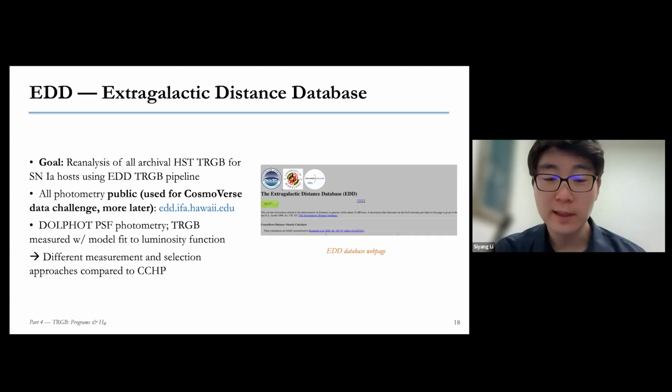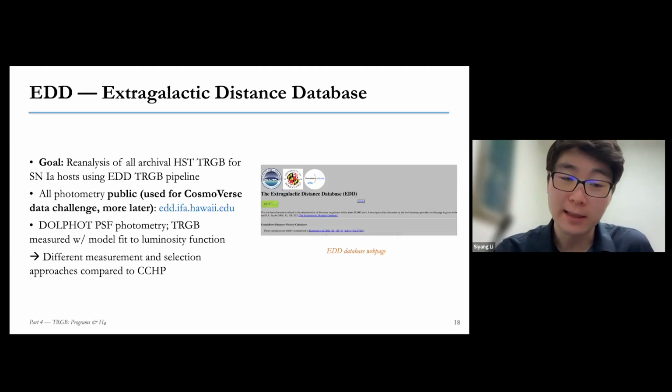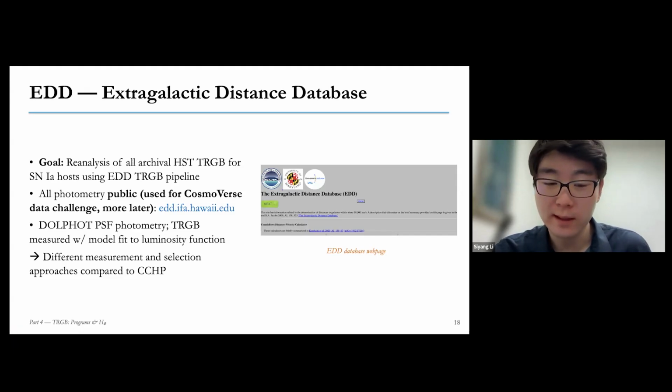The goal of what they did when measuring the Hubble constant was essentially to reanalyze a lot of the archival HST TRGB data to calibrate Type 1a supernova hosts and then see how that compares with the CCHP results. The EDD team has their own TRGB measurement pipeline that differs a little from the CCHP team. For instance, they use a different photometry suite, DOLPHOT. They use a model fit approach, in contrast to the Sobel filter approach that I mentioned before.